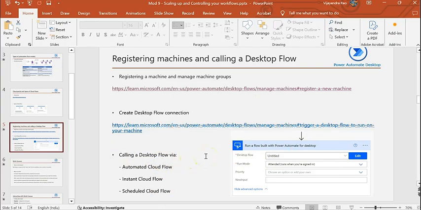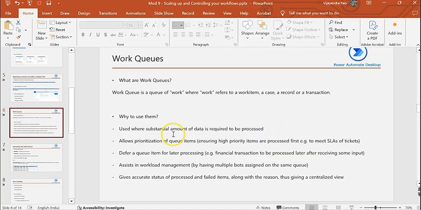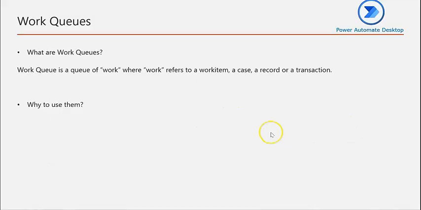Okay, good. Now we will move on to a concept called work queues. This is there in every RPA tool. So what exactly are work queues? A work queue is a queue of work, where work refers to a work item or a case or a record or a transaction. You can visualize perhaps one row of an Excel file, or one case or one transaction. Like that, there is a concept called work queues built within the platform, within RPA tools.